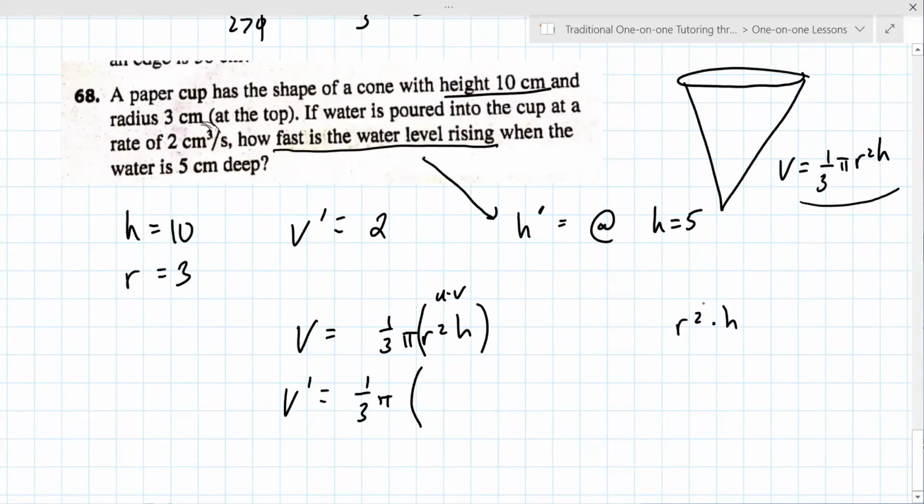and v. So your derivative of r squared is 2r r prime, right? Our rule, but it's r prime. Keep the h plus r squared. Derivative of h is 1, h prime.